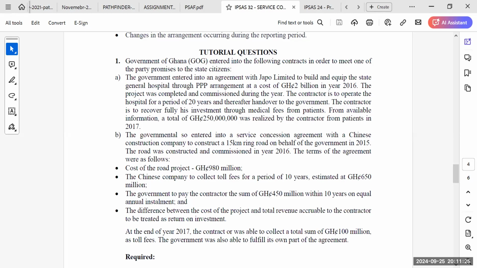No. Let's separate. The difference over there is the return. But we are going to recognize 980 and 980, but the government will be paying 450 out of that. Exactly. So the concession liability for the exchange transaction itself is 530. The non-exchange portion is 450. So let me just do the two.